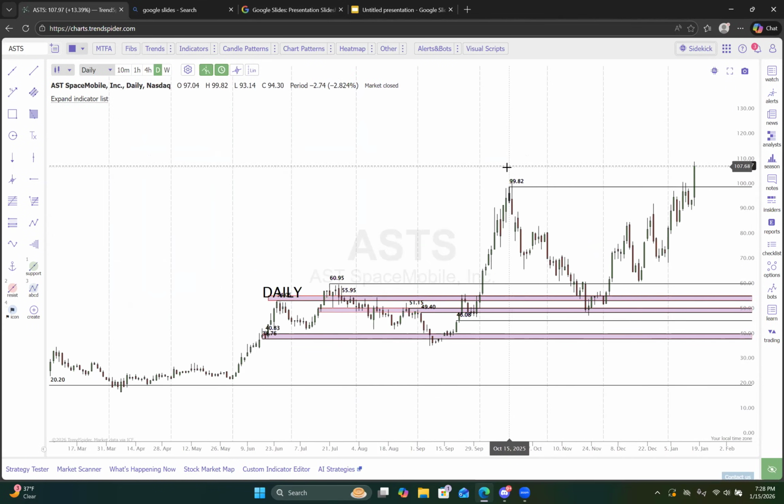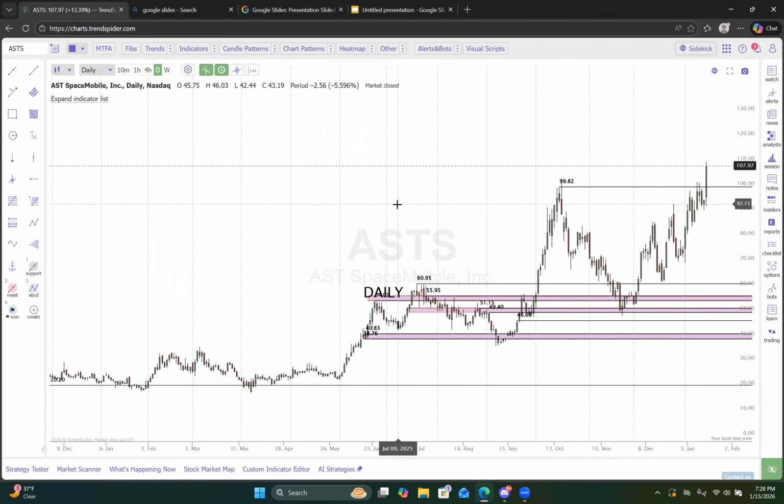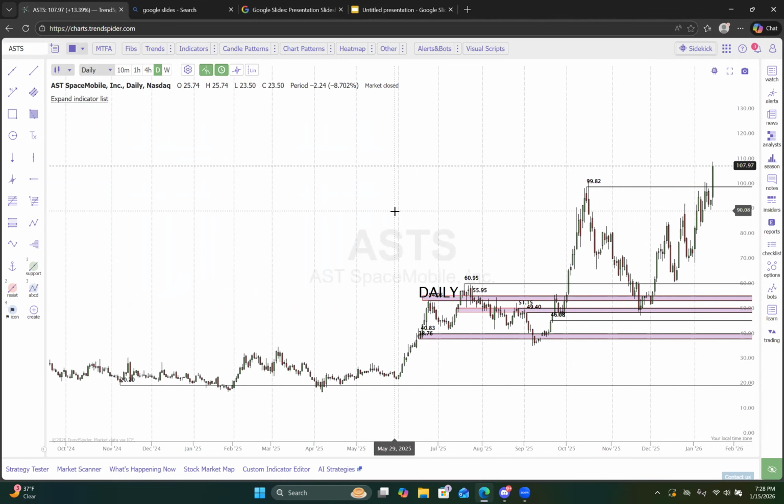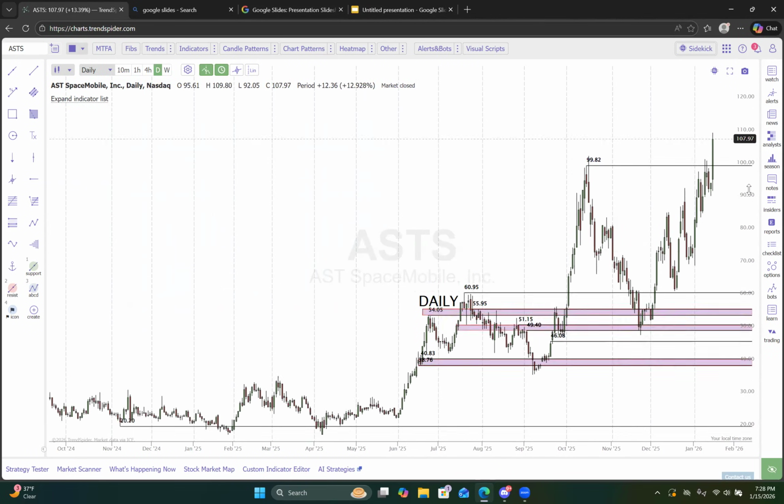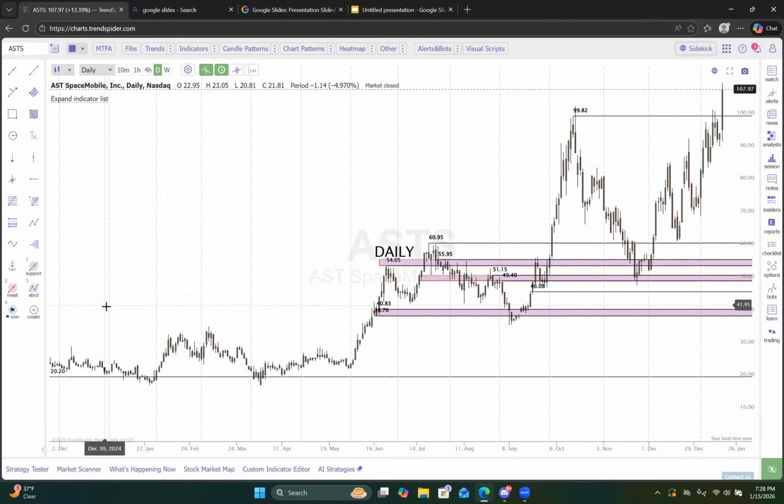Thank you for that. So, does everybody see that on this chart here, guys? We have double top resistance at 100. That's where sellers are in control. We have just broken above that. Now we're going to wait for the retest.